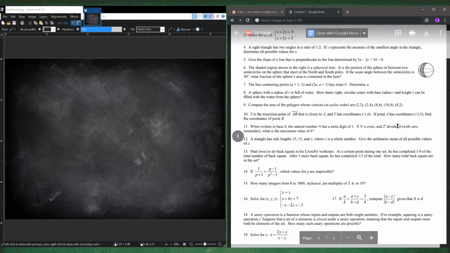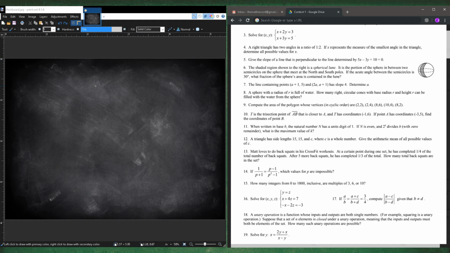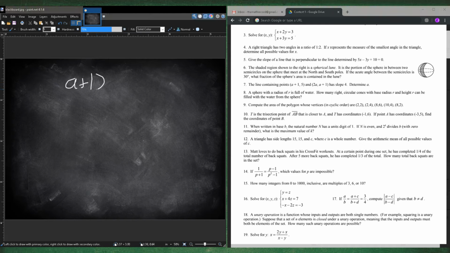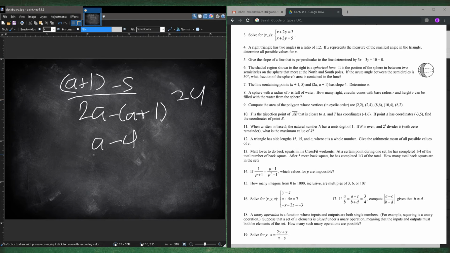Number 7. The line containing a plus 1, 5, and 2a, a plus 1 has a slope of 4. Determine the value of a. So it has a plus 1 minus 5 over 2a minus a plus 1 is equal to 4. So a minus 4 over a minus 1 is equal to 4. So a minus 4 over 4a minus 4.